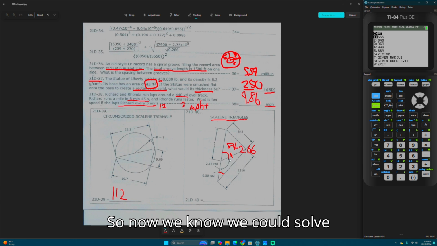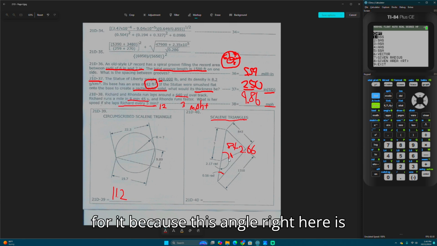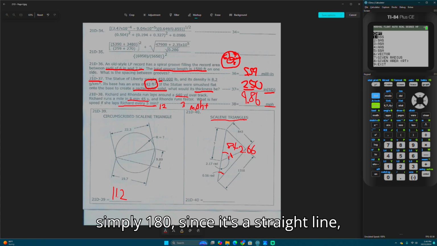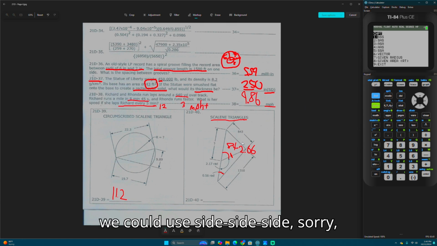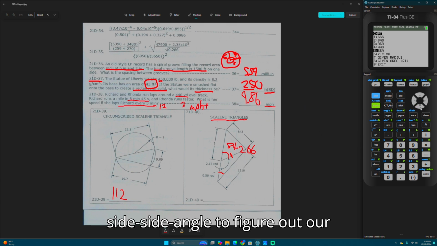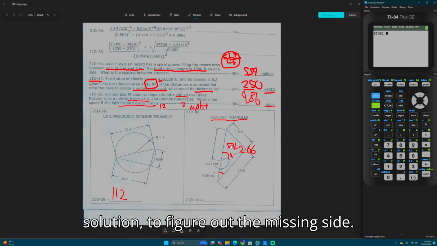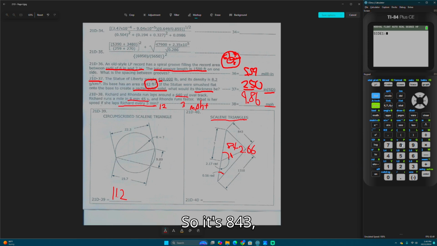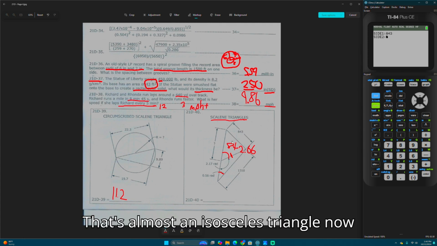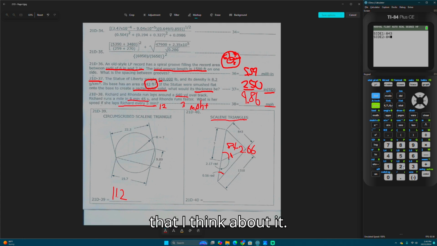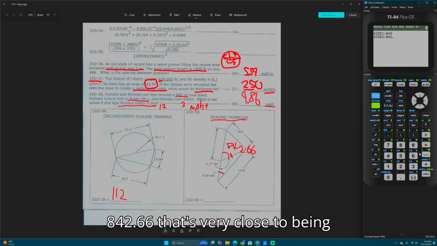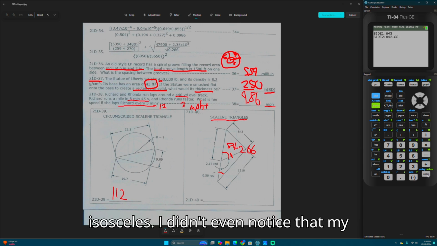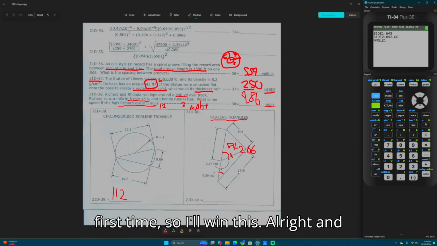So now we know we could solve for it because this angle right here is simply 180, since it's a straight line, minus this angle. So knowing that, we could use side angle to figure out the missing side. So it's 843. That's almost an isosceles triangle now that I think about it. 842.66. That's very close to being isosceles. I didn't even notice that my first time solving this.